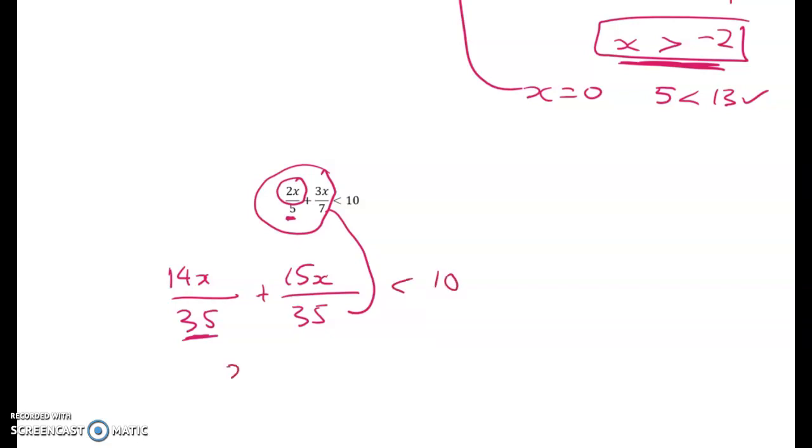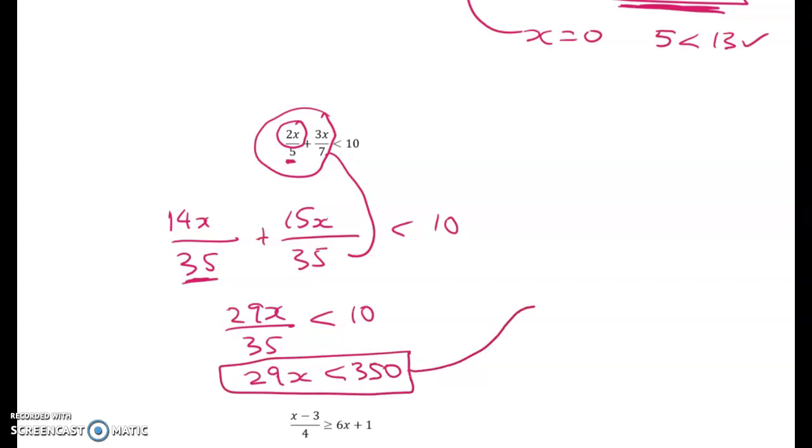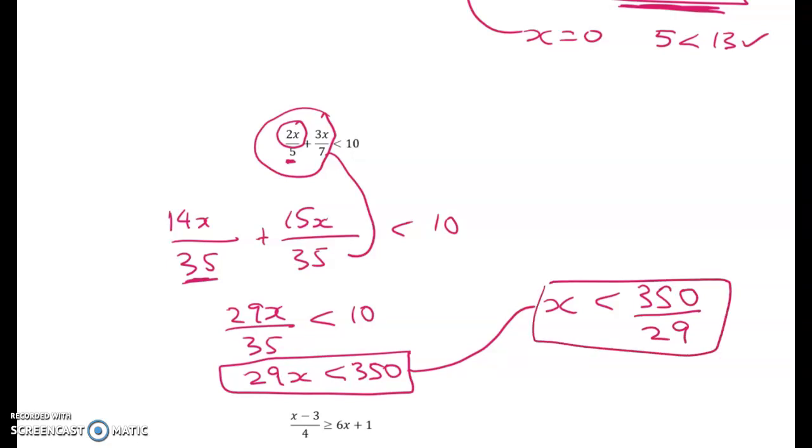So cleaning that up gives me 29x over 35 is less than 10. That gives us 29x is less than 350. Right, so I'm not changing the sign because I'm multiplying by a positive number. And lastly, I'm going to divide both sides by 29. So I still don't change the sign because I'm dividing by a positive number. And that's my final answer there.